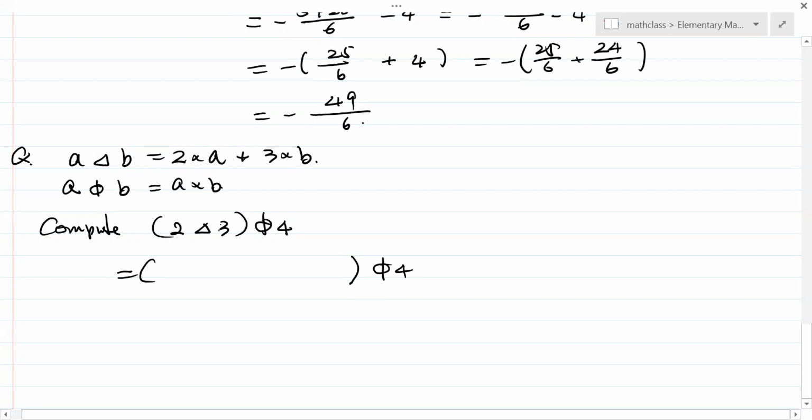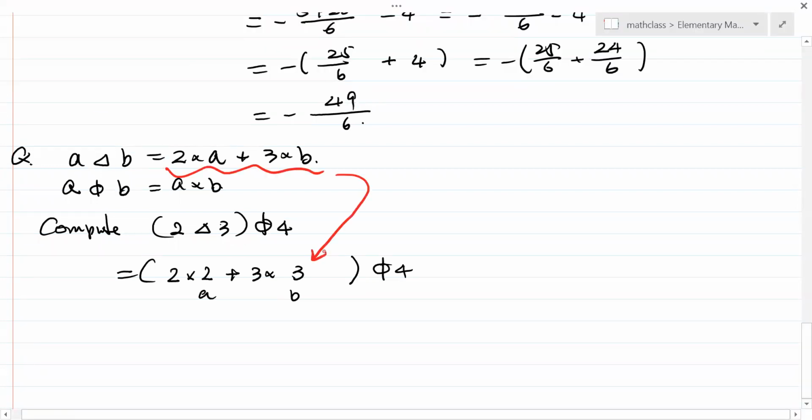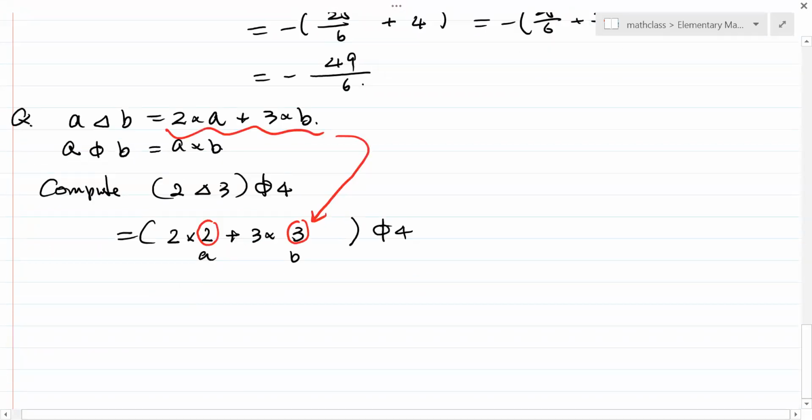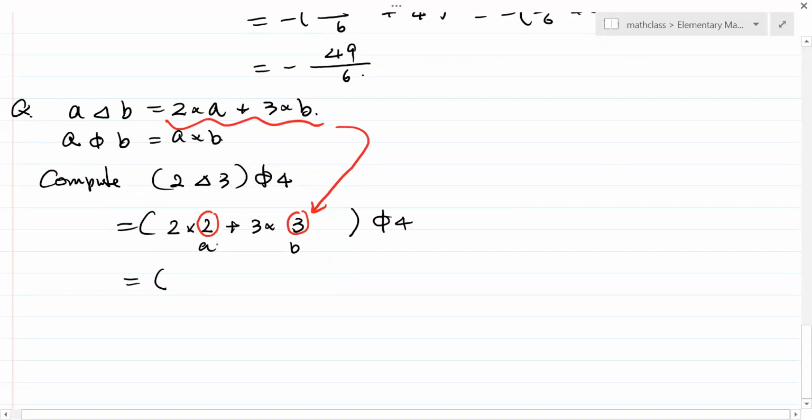So what is 2 triangle 3? A is 2, and in the place of B is 3. Got it? Using the above formula, this is 2 times A plus 3 times B. So you do the computation inside first. It's 4 plus 9, and then it's going to be 13.